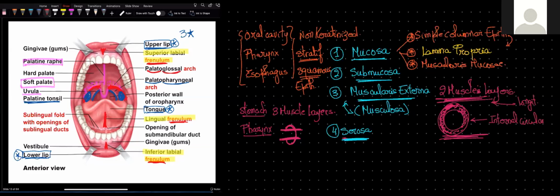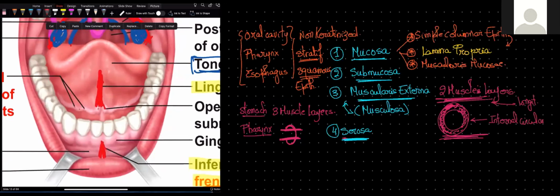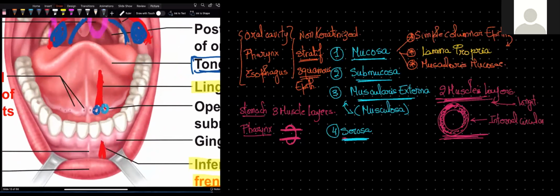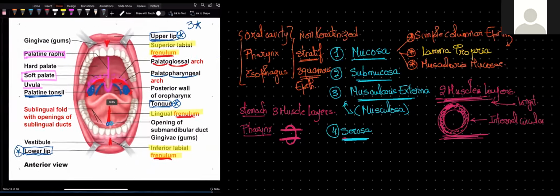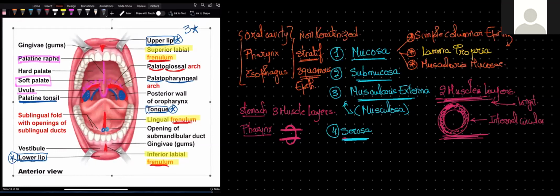If we're looking here at the lingual frenulum, we can see those tiny openings on both sides. So we've got large ones on here. Those are the openings of a large gland located underneath the floor of the mouth. This is going to be the submandibular gland. So those are the openings of the submandibular ducts.